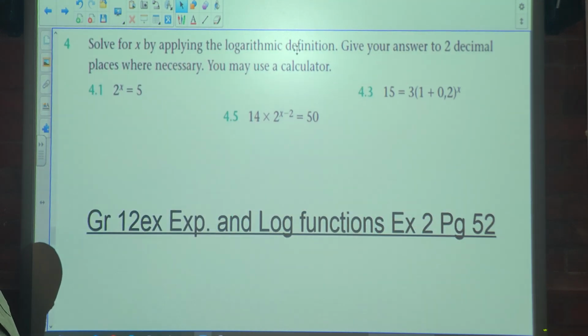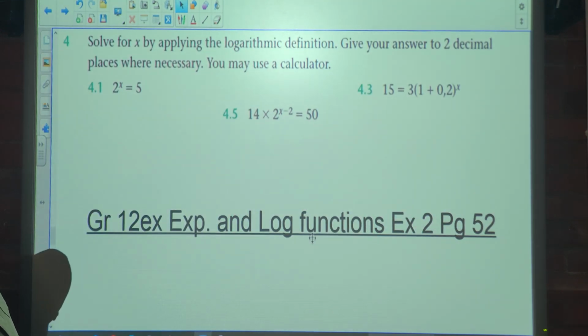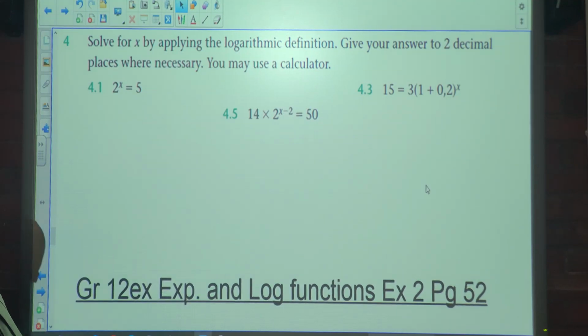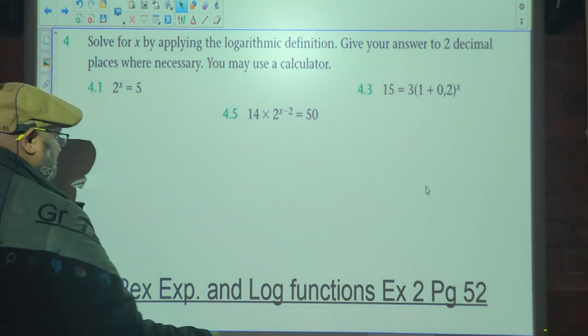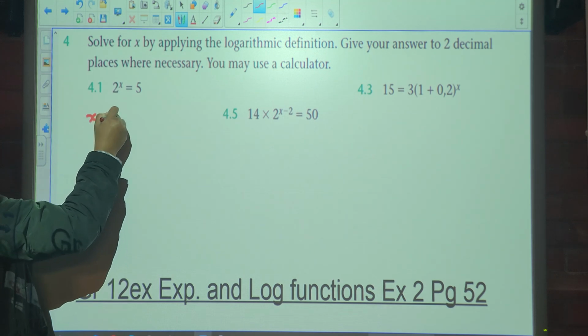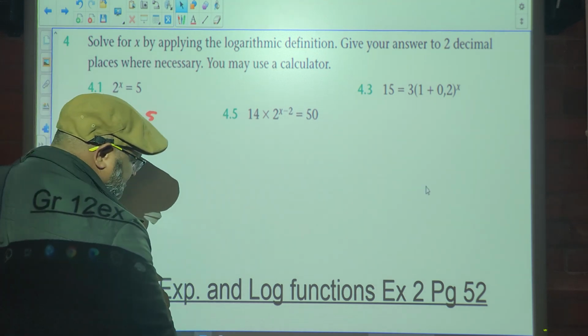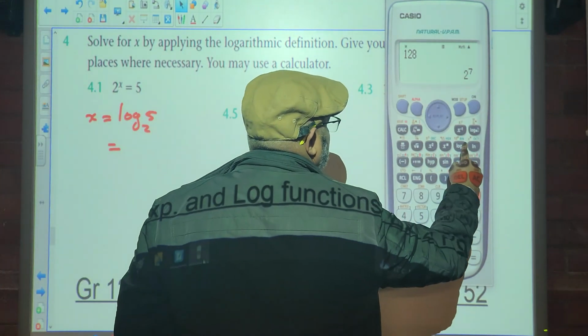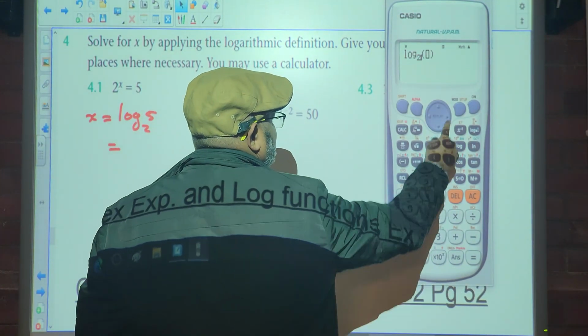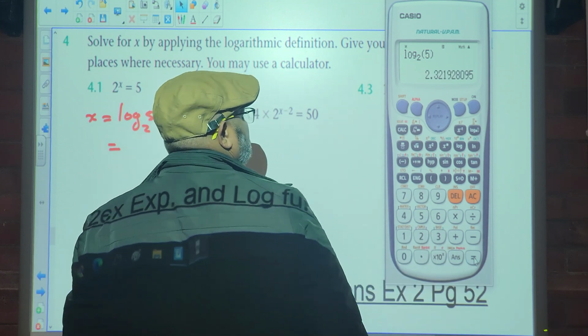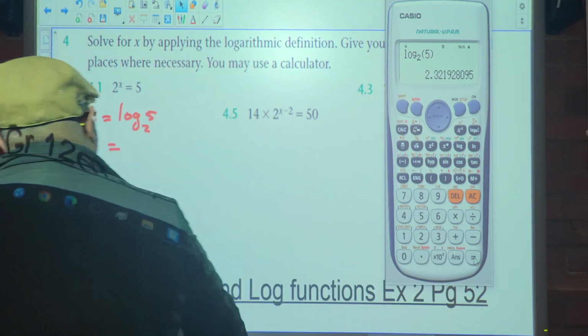Solve for x by applying the log definition. Give your answer correct to 2 decimal places. Let's go with logs here. x is equal to log 5 base 2. So we say log 5 base 2 gives you 2.32.